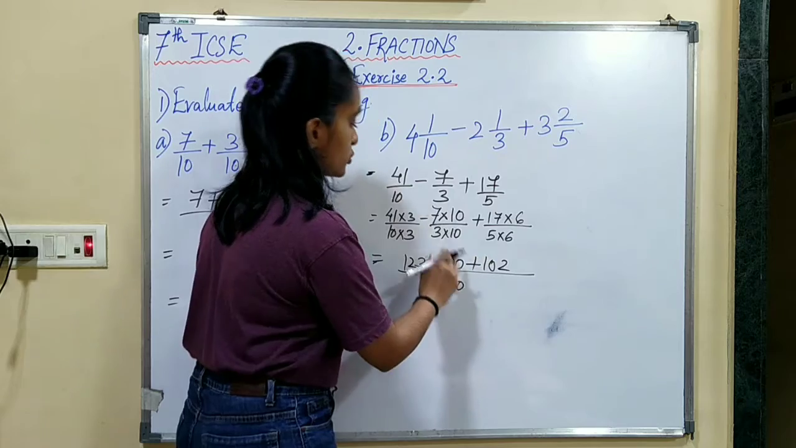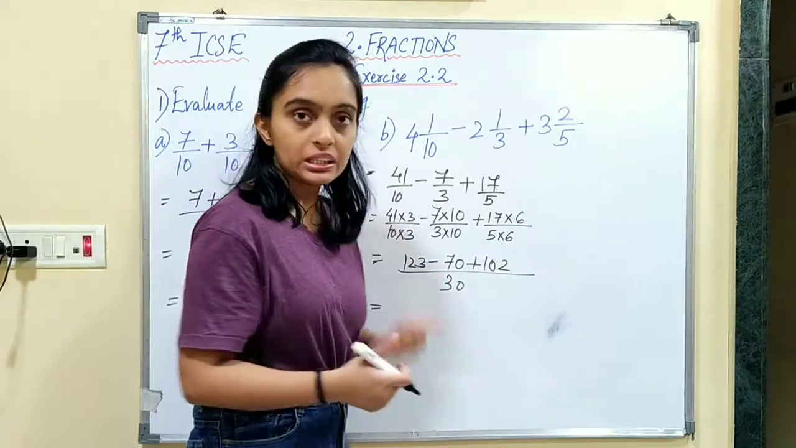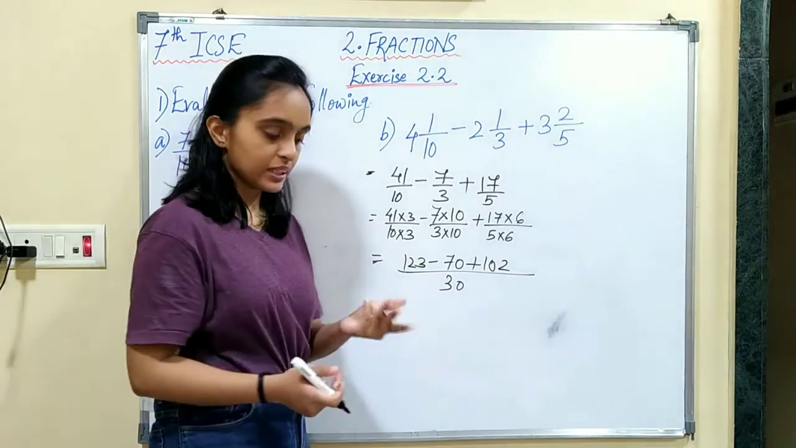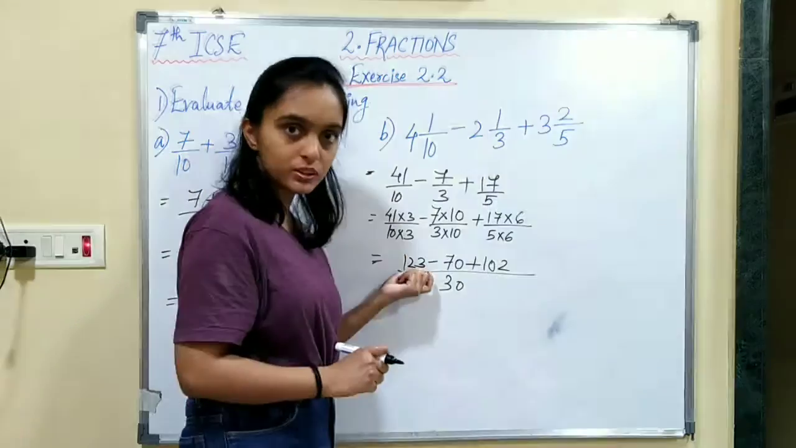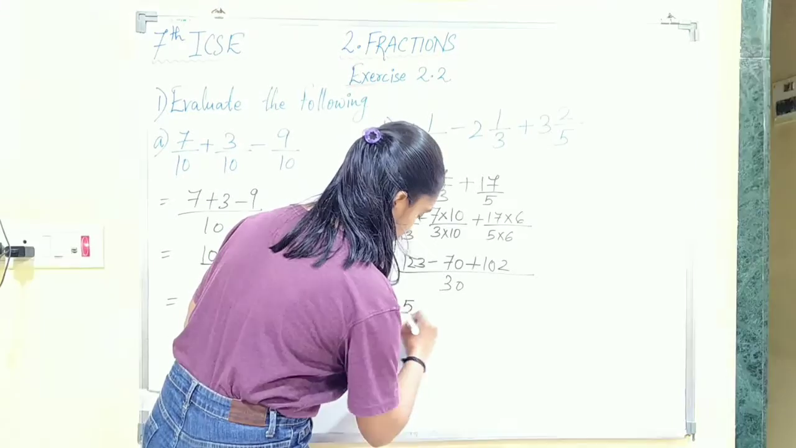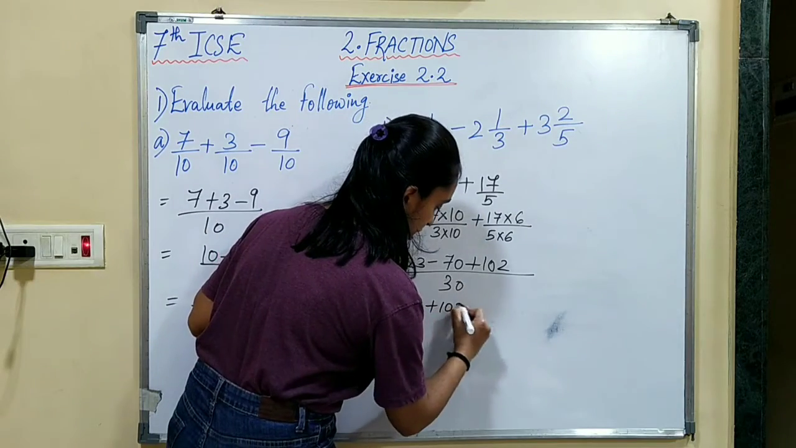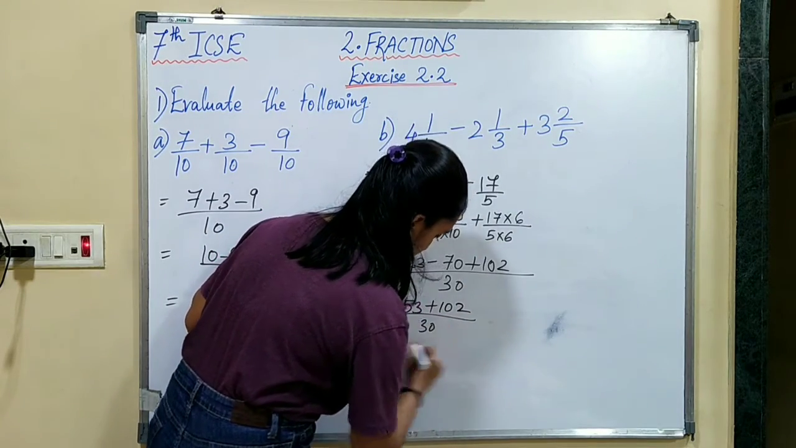123 minus 70. So it is 70. So 80, 90, 100, 110, 120. So 50, and 3 is also there in the units place. So 53. 53 plus 102 upon 30.